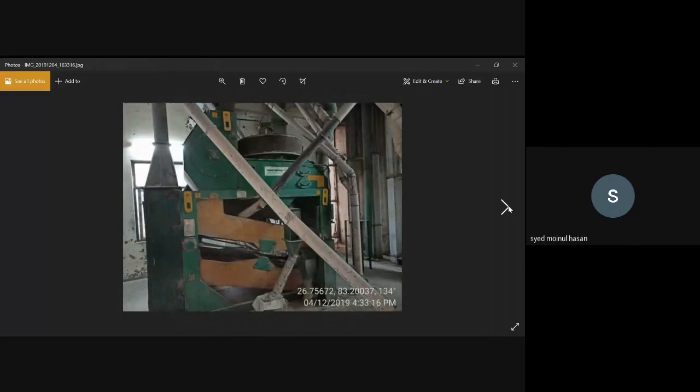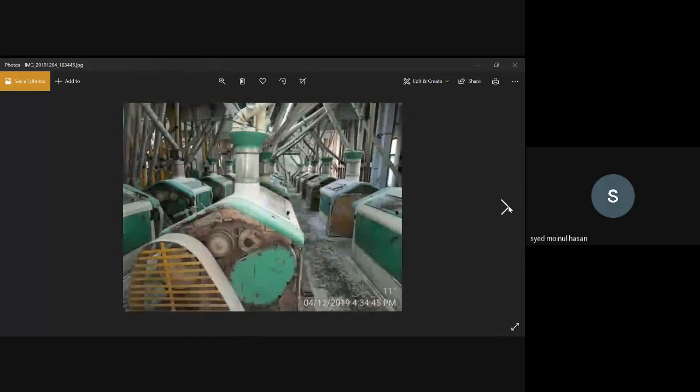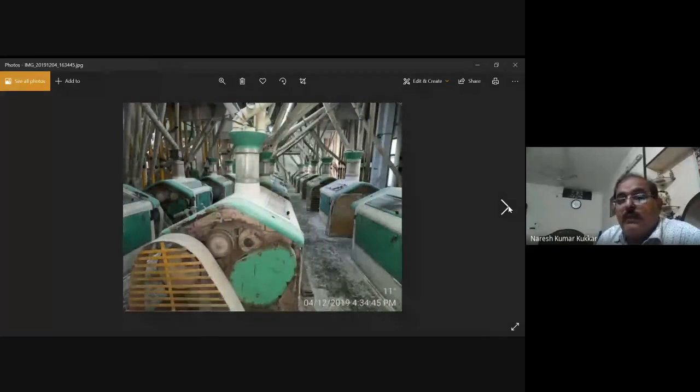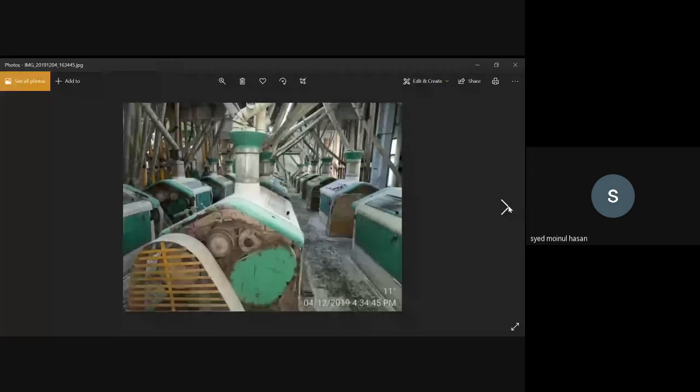Flat mill area. Now, flat mill. I'll give you more examples.